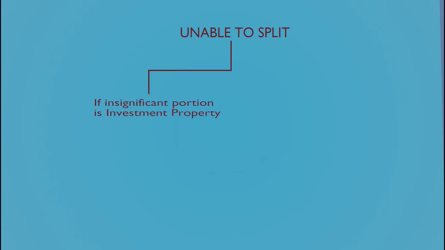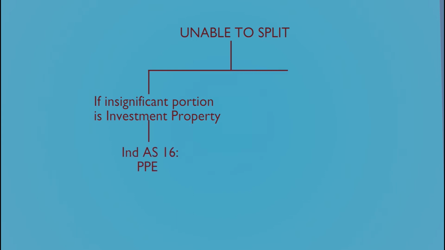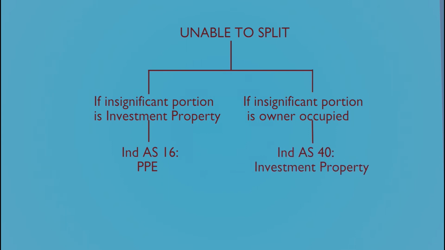But what if we are unable to split them into owner-occupied property and investment property? In that case, we will look at the purpose for which the property is held significantly. If an insignificant portion is used as investment property, then it will be treated under IND AS 16 plant, property and equipment. But if an insignificant portion is used as owner-occupied, then it will be treated under IND AS 40 investment property.